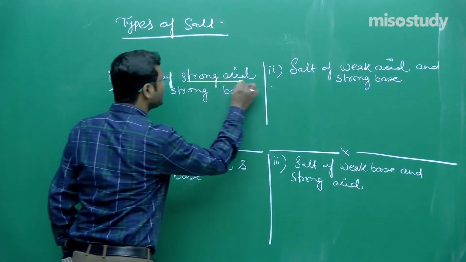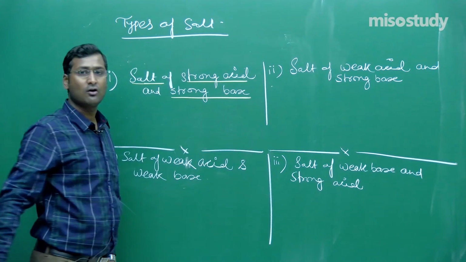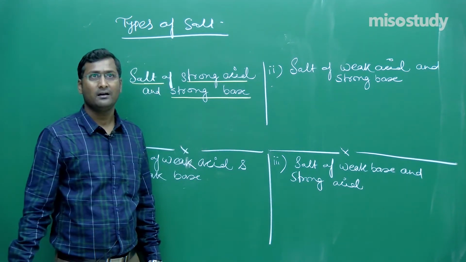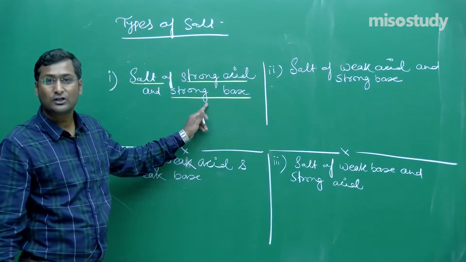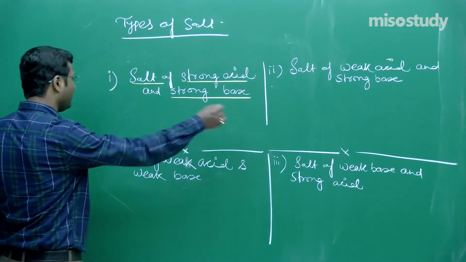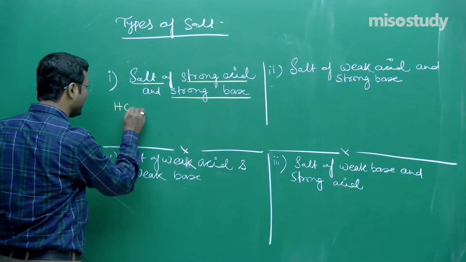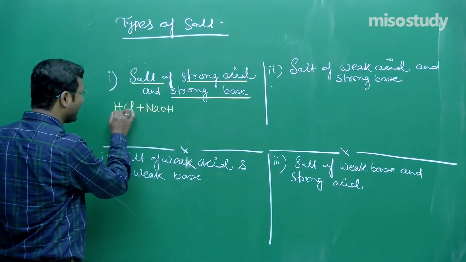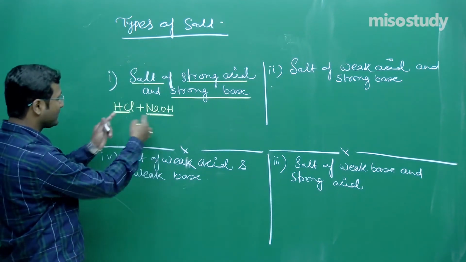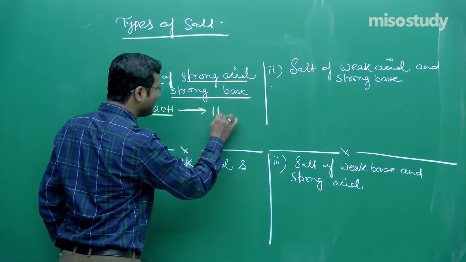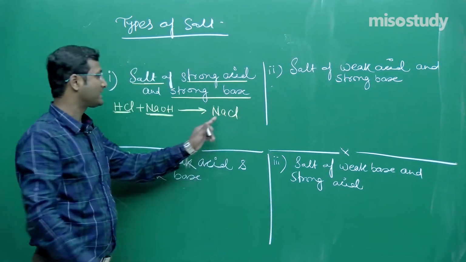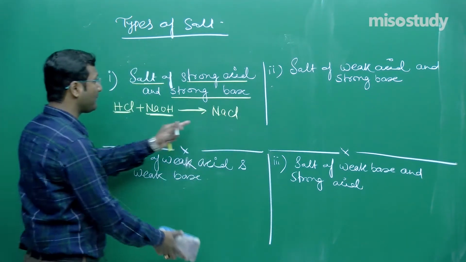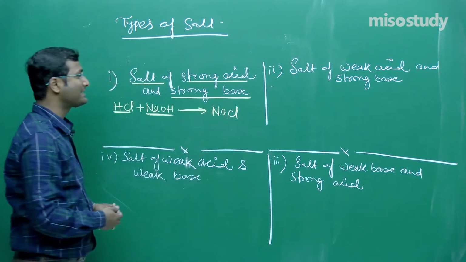Salt of strong acid and strong base. Take an example of strong acid. It is HCl. And what about the strong base? That is NaOH. If you write like this, HCl plus NaOH, that is strong acid and strong base. After combining, you will get NaCl. So the first example is NaCl. So this is an example of salt of strong acid and strong base.